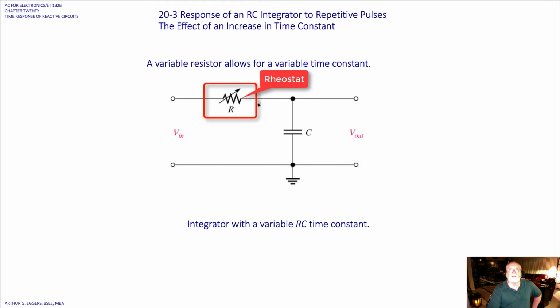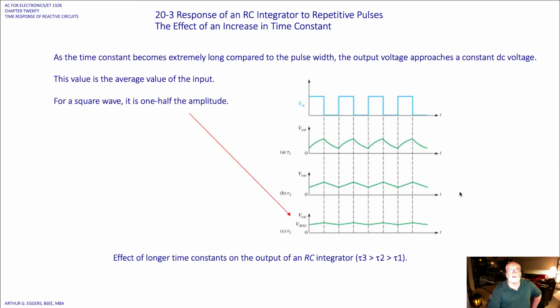So instead of having a fixed resistor in here, if we put a variable resistor in, we can now vary what's going on with the circuit, which allows for a variable time constant. As the time constant becomes extremely long compared to the pulse width, the output voltage approaches a constant DC value. You can see what's happening here. This value is the average value of the input. For a square wave, it's 1/2 of the amplitude. So you can see it's flattening out and flattening out as we continue.